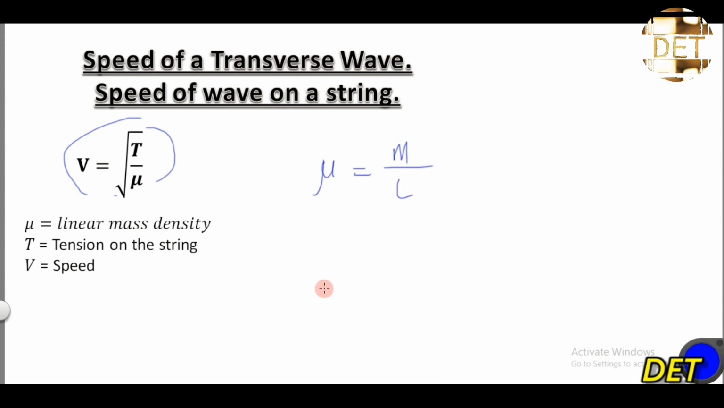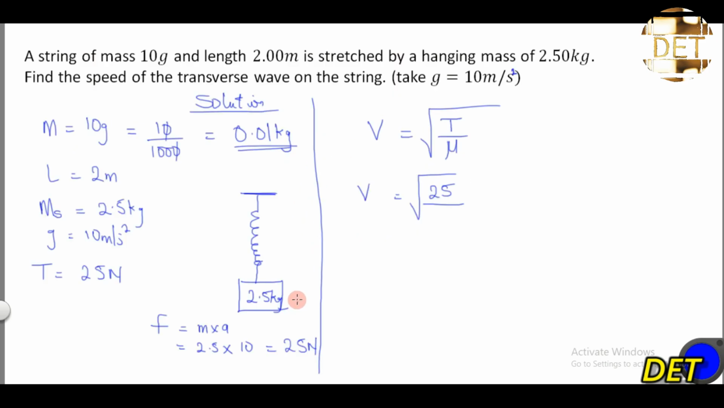The length of that material will give us the linear mass density of a string, right? So the mass of the string, a string of mass 10 gram, is 0.01 kg, right? And the length is 2 meters. So the mass and the length are already given to us.